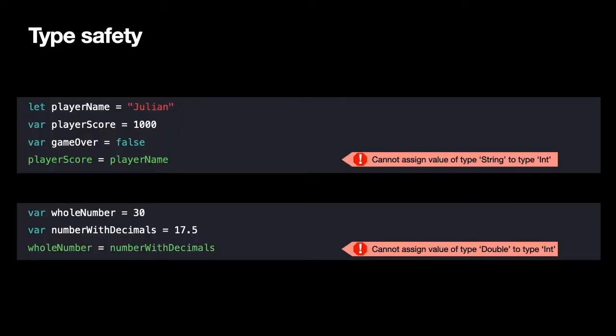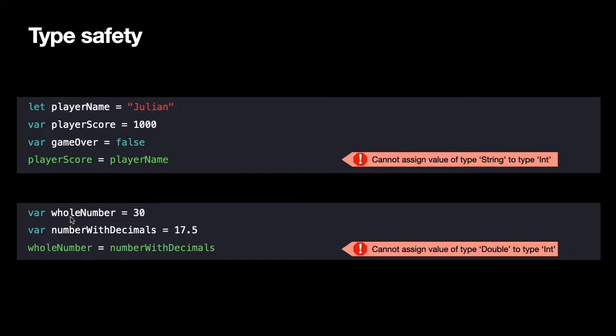Swift is a type-safe language. Here we have a player name, which is a constant, which is inferred to be type String. We have player score, which is a variable, which is type Int. And then we have game over, also a variable, which is type Bool. And then we attempt to take player name, which is a string, and assign it to player score, which is an integer. The compiler does not let us do that. The compiler does not let you assign one type to another type unless you explicitly cast it or convert it in some way.